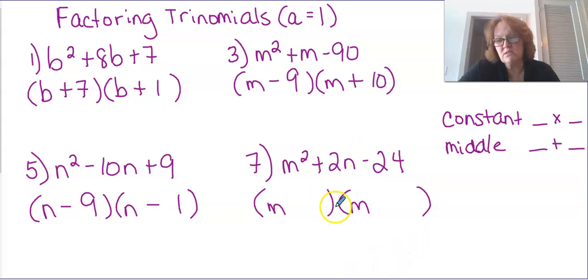So that's going to be 6 and 4. So let's put a 6 here and a 4 here. One of these is going to be positive and one's going to be negative. And the only way to get the positive 2 is if the 6 is positive and the 4 is negative.